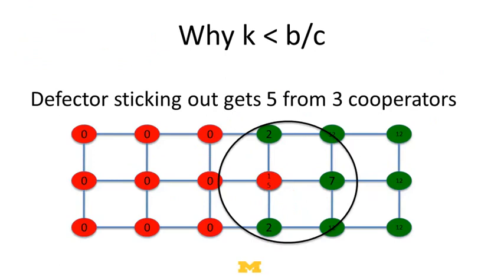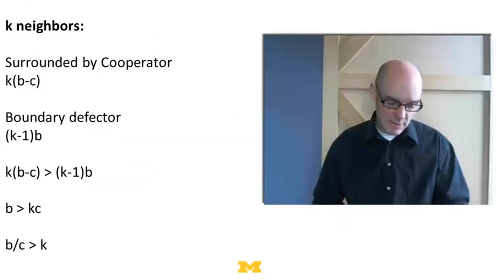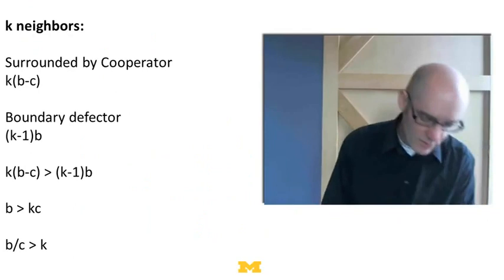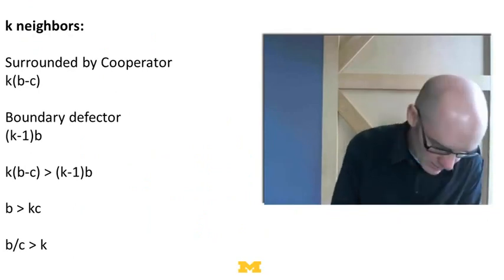Let's see why we get this k less than b over c. The way to think about that is we want to think about this one defector who's sticking out, who's in the midst of all these cooperators. Suppose, John, you've got k neighbors. Let's suppose you're surrounded by cooperators. What's your payoff going to be?